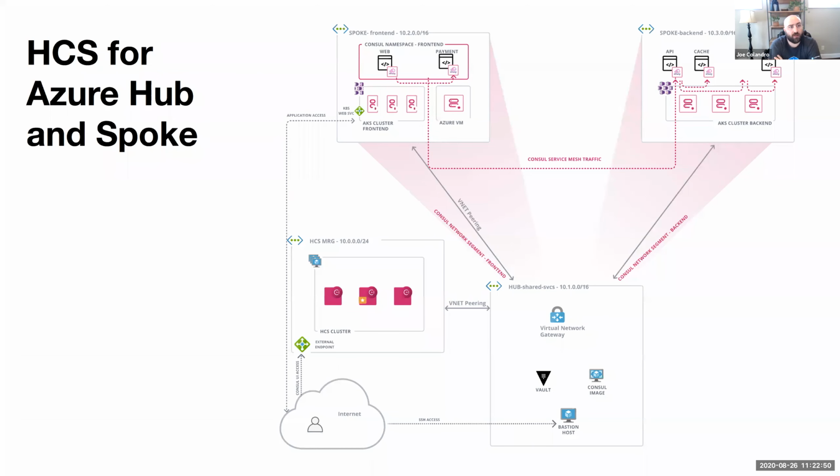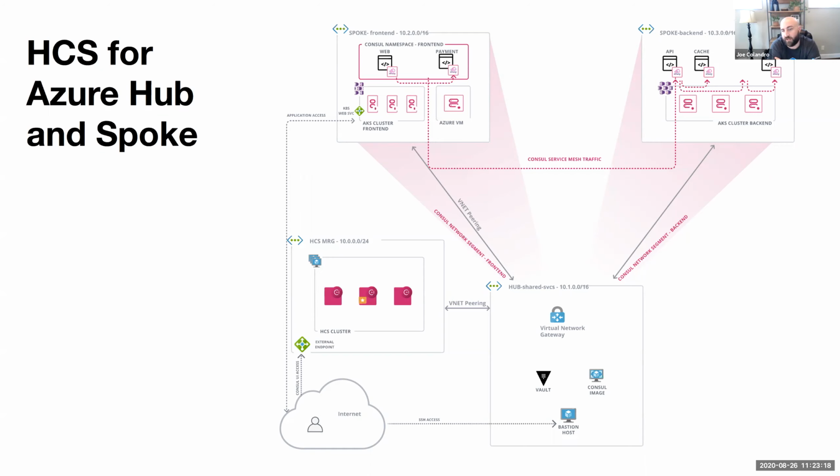So let's talk about the specific demo environment we're going to be looking at here. I have a sample application that has a web front end, and it's specifically for payments. I have it deployed in Azure across two spoke VNets, a front end and a back end. And these two VNets are peered to a hub.